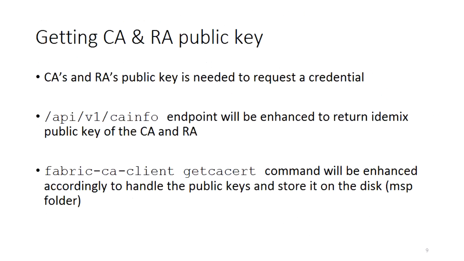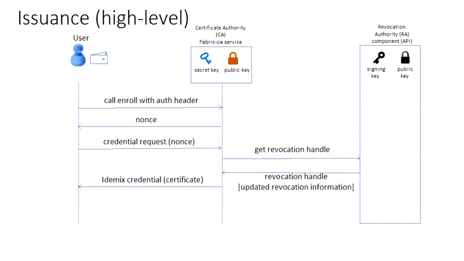Today we have the API v1 CA info endpoint in Fabric CA that allows users to get the CA certificate chain. What we are looking at is enhancing this endpoint to not only return the CA certificate chain, but also the CA's and RA's public keys. That's the enhancement we make. Along with it, we will also enhance the get CA cert command to handle the public keys and store them on the disk.